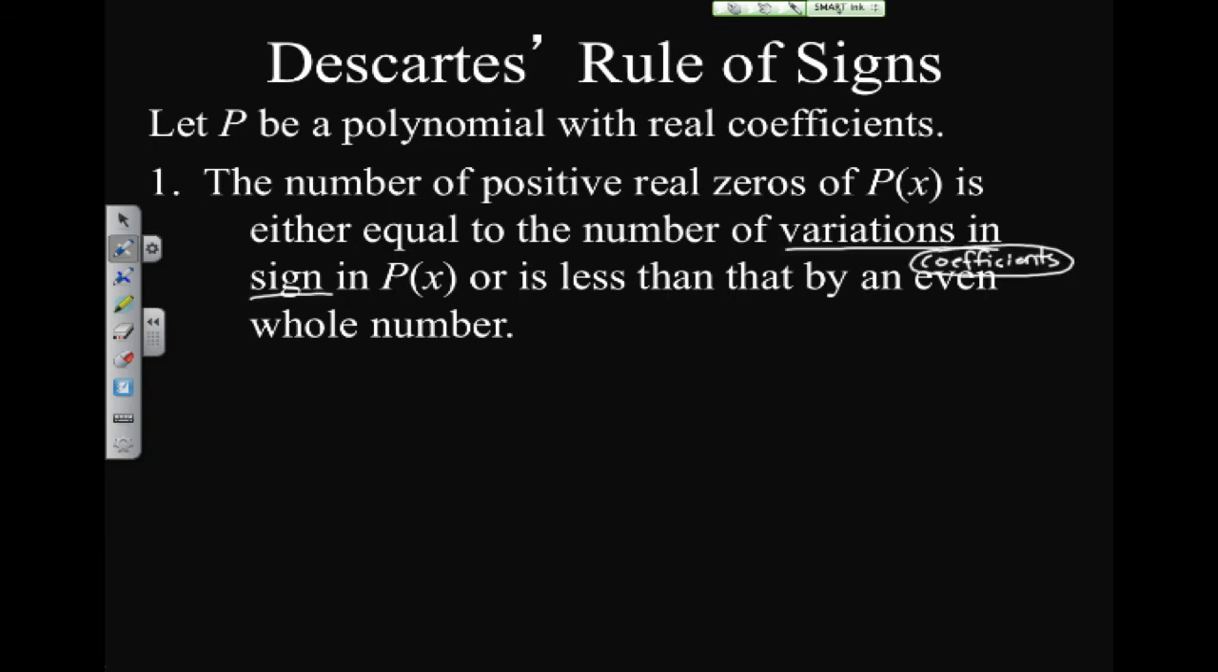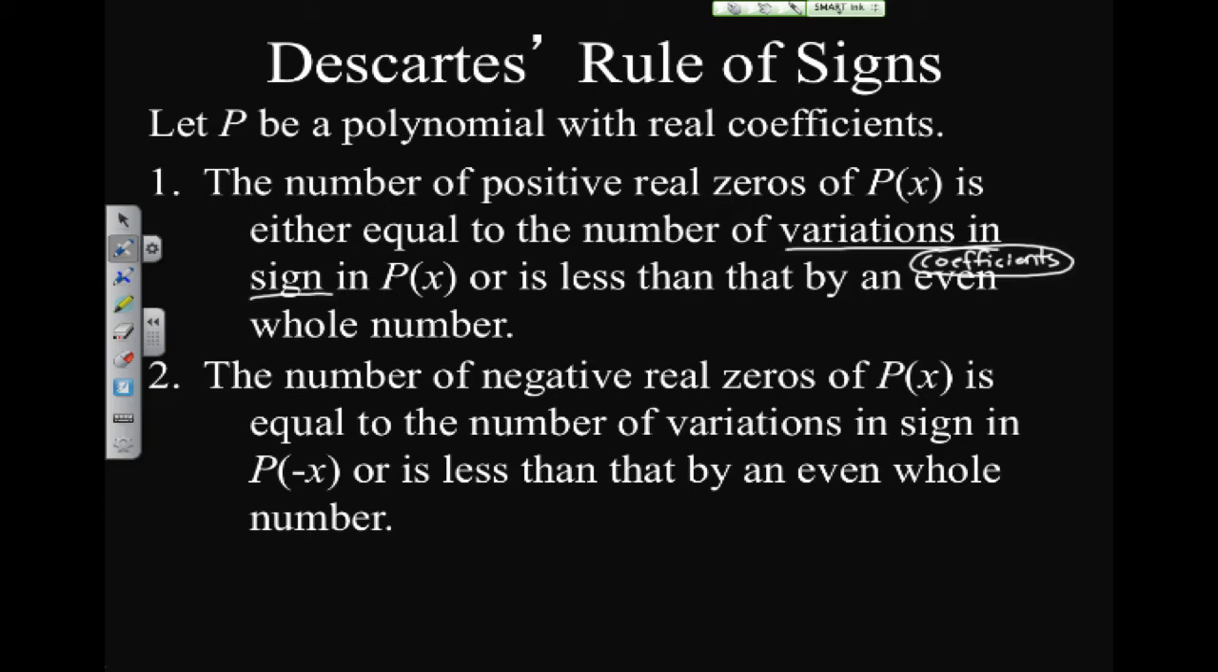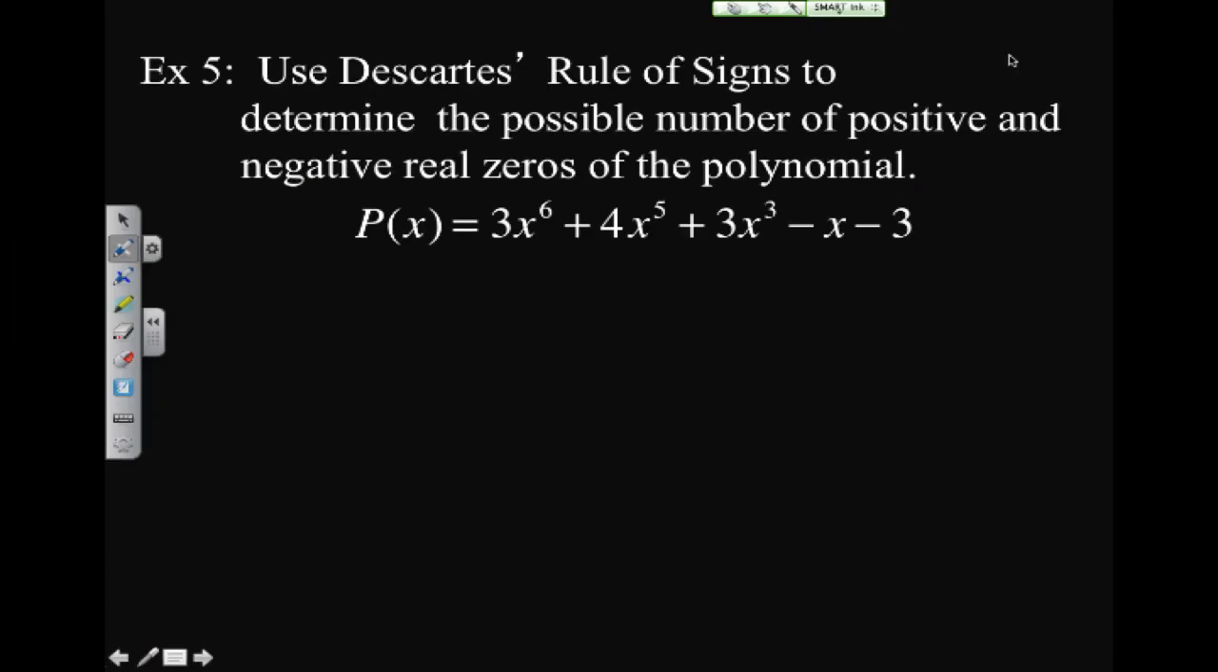Of p of x. And we want to know how many times those coefficients change signs. The second part of the rule is that the number of negative real zeros of p of x will be equal to the number of variations in sign, again of the coefficients, for p of negative x, or less than that by an even whole number. So here is an example.